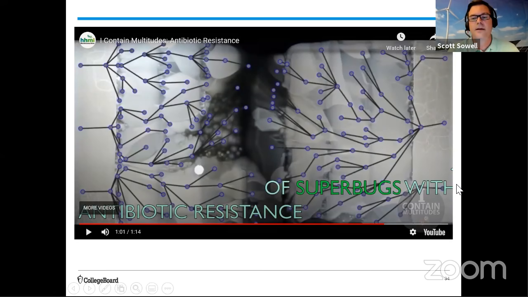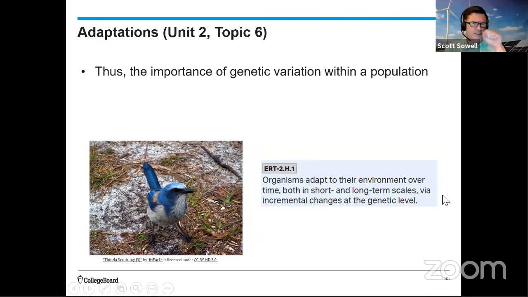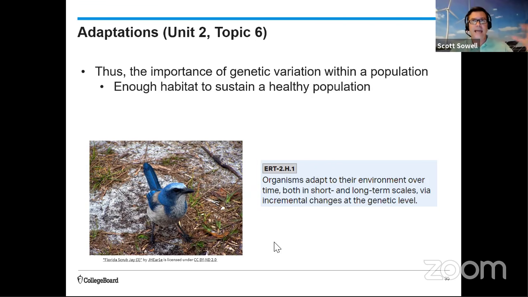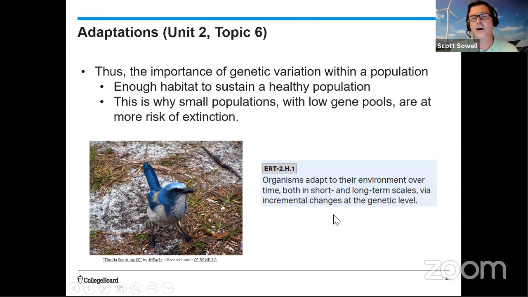Pretty cool. All right. So what you can see here is whether we're talking about mice or bacteria, or maybe even this scrub jay, which is a species under threat here in Florida, our goal is to have a healthy, big population so that the genetic variation is maximized. We want the maximum number of genetic possibilities within a population. That means maintaining a large, healthy habitat so that the populations don't get too small. If they get too small and the gene pool gets too small, they're more at risk of extinction.